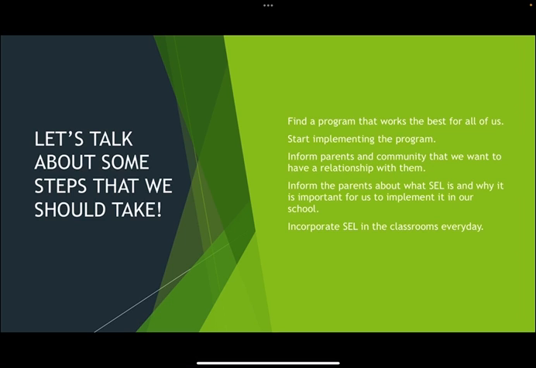And we need to incorporate SEL in the classrooms every single day. SEL can be incorporated in any grade level with any age range. It can be incorporated in any subject. It can even be incorporated in PE and also in math, English, science, and social studies. SEL can be incorporated all over school.